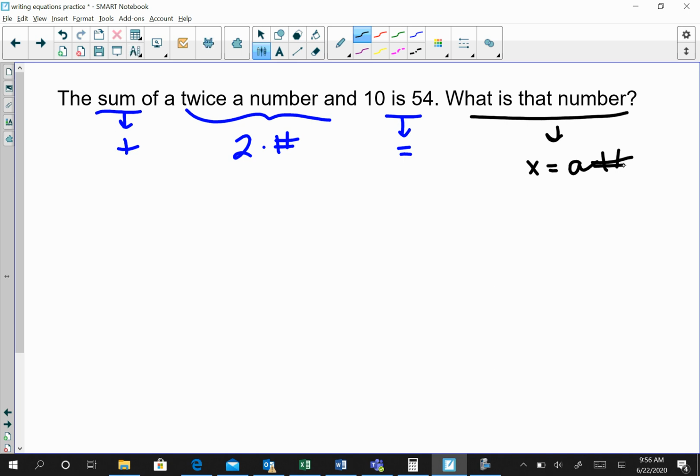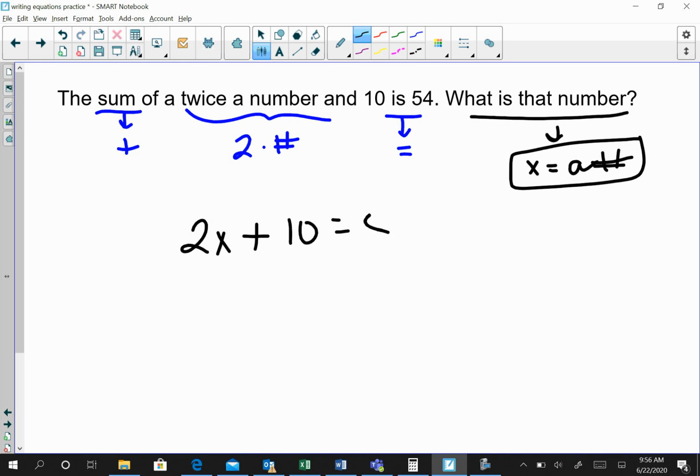From that, I can write this equation. So the sum of, so I have a plus sign. Twice a number. Well, I have let x be a number. 2x, twice some number. The sum of that and 10, so plus 10, equals 54. Equation is written. Now we can solve this to figure out what that number is.